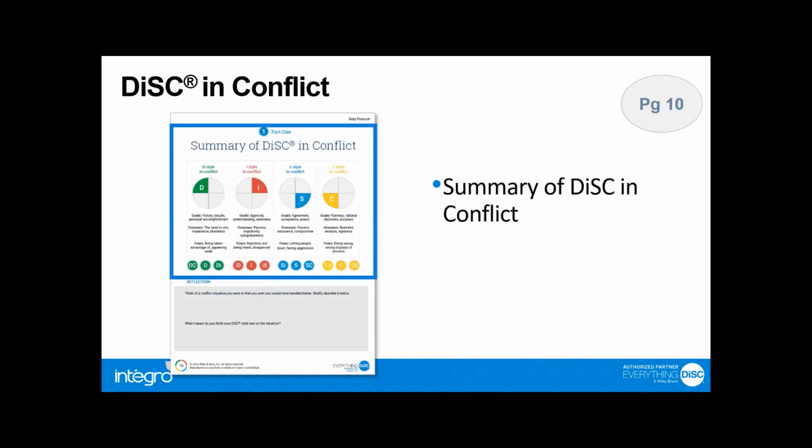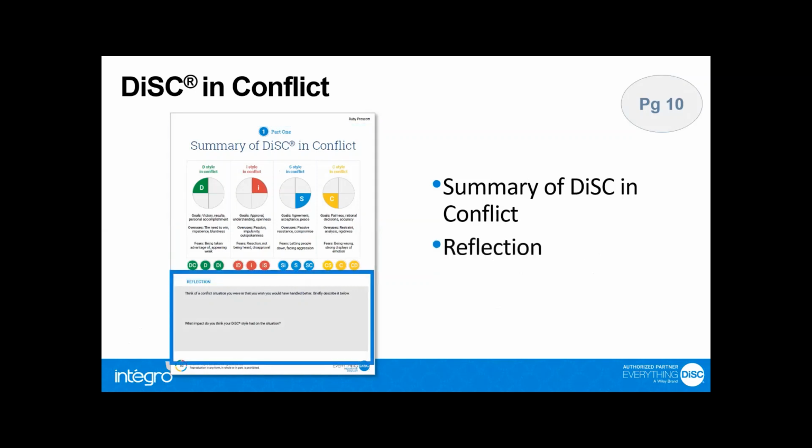Then we reach page 10, which gives us a summary of the 4 primary styles, what their goals are, what they overuse and what their fears are, and how that plays out in conflict situations. At the bottom of that page, there's an important activity that says to think of a conflict situation you were in that you wish you would have handled better, and describe that below.